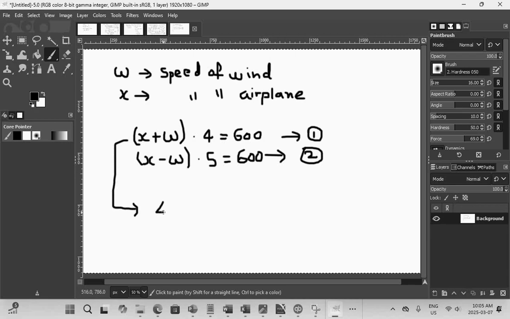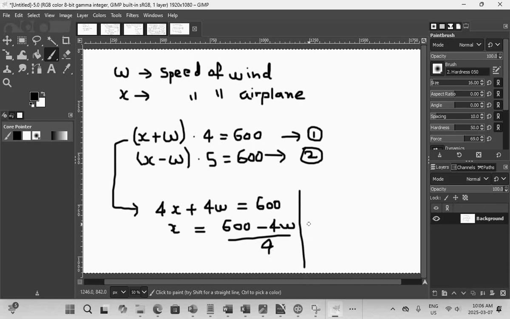We know that 4X plus 4W equals 600. So X will be (600 minus 4W) over 4. This will be the value of X. Now you can sub this value into the second equation. This will be 5X minus 5W equals 600.